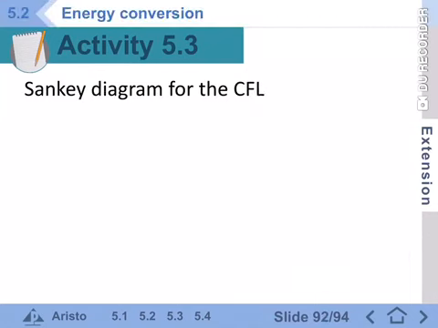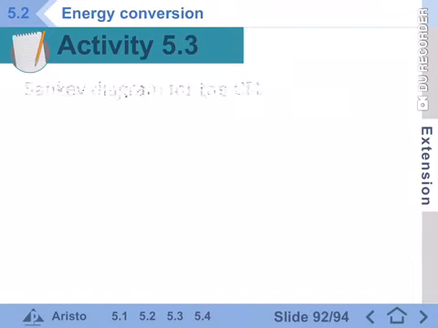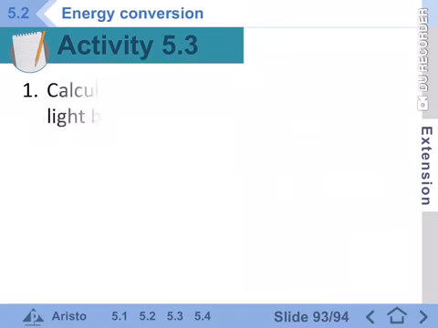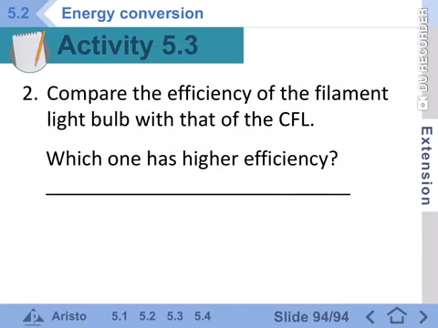Okay, so in here it is 75 over 100 times 100%, it will give you a 75% efficiency. So compared to the old one of 10% with the light bulb to the new one of 75% efficiency, the second one is a lot more efficient. So in here, the CFL one has a higher efficiency.